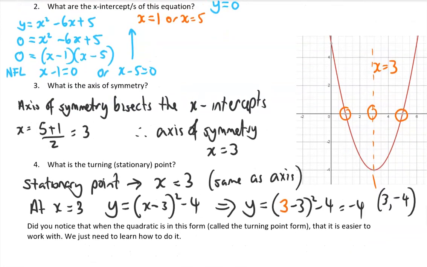The second part of it is what is the stationary or turning point. Well, the stationary or turning point is where the axis of symmetry meets the curve, which is at x equals 3. We need to find its y value. We can clearly see it on the graph, but if we did it algebraically, we start with our equation, y equals x minus 3 all squared, take away 4. I know that x equals 3, so I substitute 3 in for x. So I have 3 minus 3 all squared, so 3 minus 3 is 0, minus 4, which is equal to negative 4. So my turning point, stationary point, is at the point (3, -4).